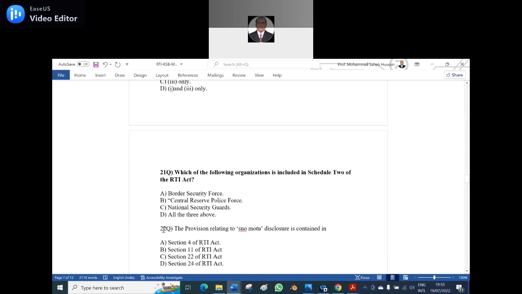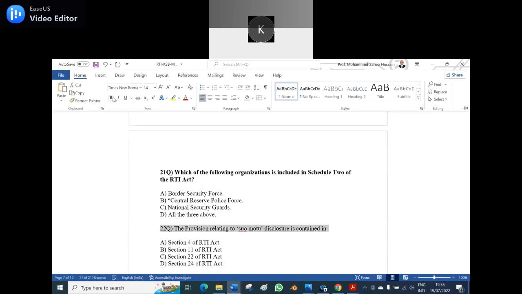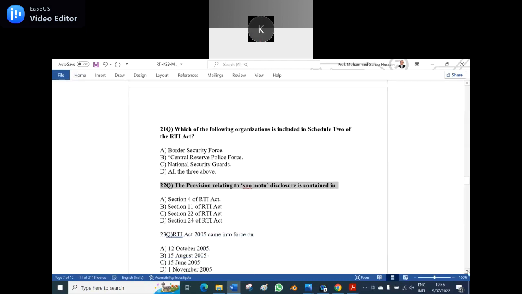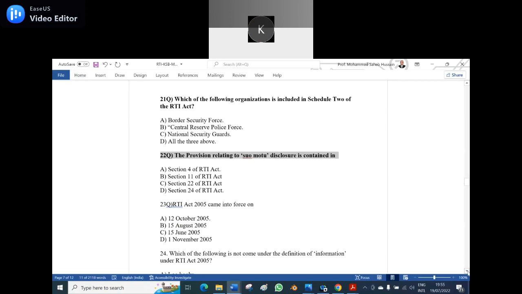22nd question. The provision relating to suo motu disclosure is contained in A, Section 4 of the RTI Act, B, Section 11 of the RTI Act, C, Section 22 of RTI Act, D, Section 24 of RTI Act. Section 4 of RTI Act. Yes, it is in Section 4 of RTI Act.